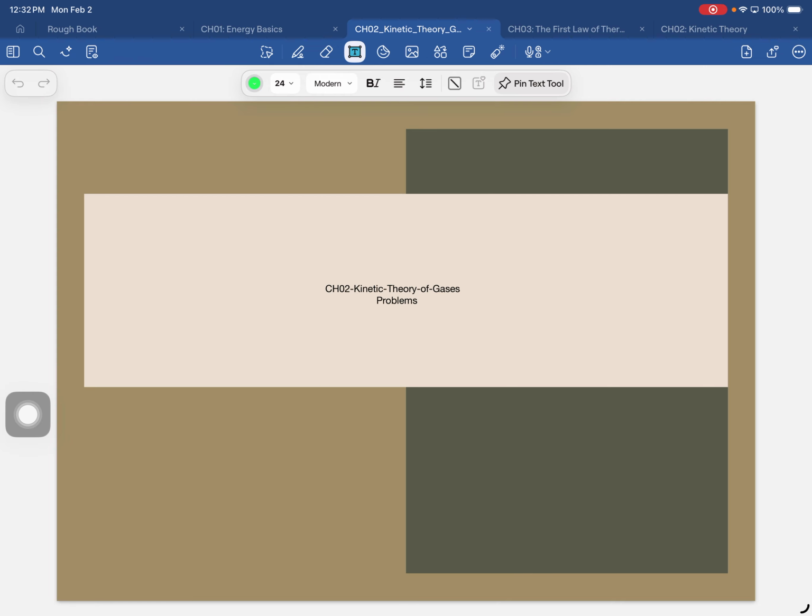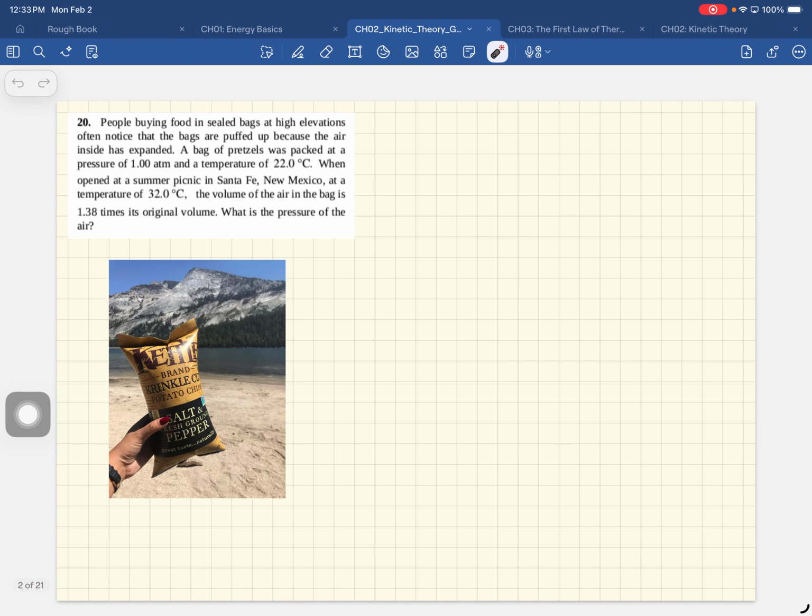Okay, so we're doing problems from the kinetic theory of gases. What do you guys see here?